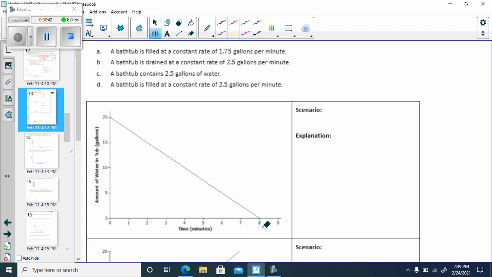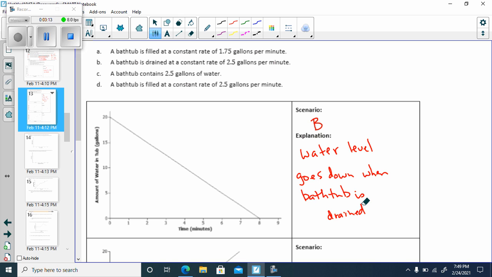This one is going down. So we can say that a bathtub is drained. So this one deals with the bathtub being drained. This is scenario B. Bathtub is being drained. Water level goes down when bathtub is drained.